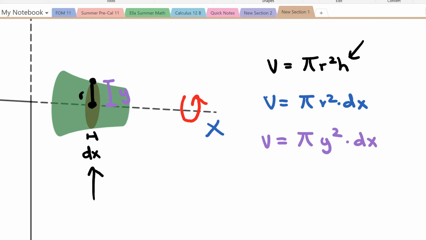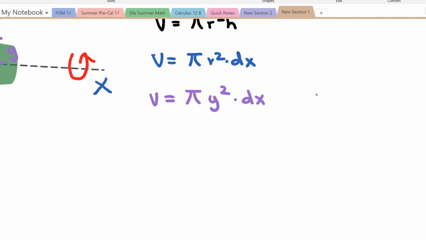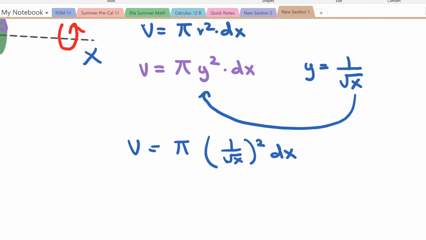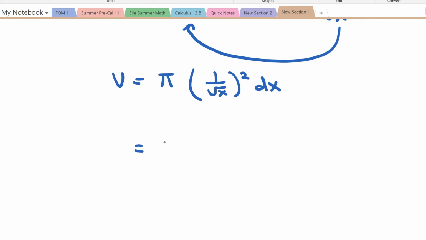After that, you might ask yourself, what is y? If you go back to the original problem, y equals 1 over the square root of x. So that will replace y in my volume equation. Volume equals pi times (1 over root x) all to the power 2 times dx. If I simplify this, this will be pi times 1 over x times dx. So that's the volume of one disk, and if I want to find the volume of the entire shape, I need to integrate the whole thing.